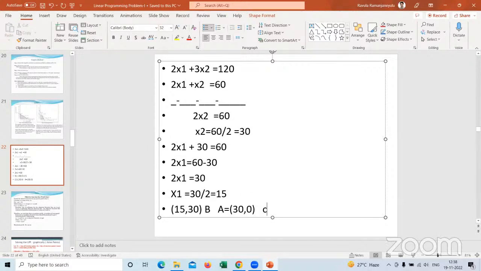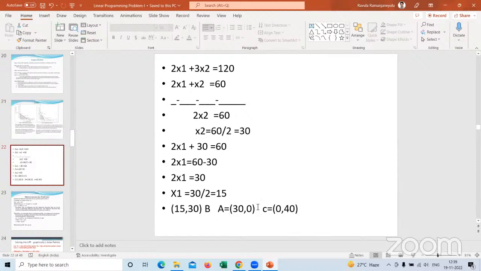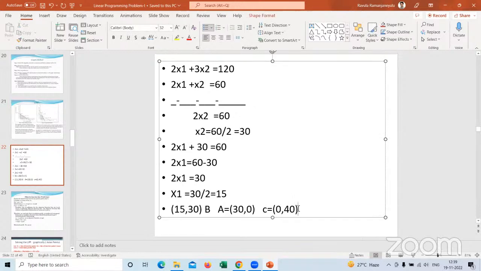And one more point is there, the C coordinate. C coordinate will be 0, 40. Here in the graph, you can see this is A point, 30, 0, and C point is 0, 40. Those are the feasible points which we are considering. So A, B, which we calculated, and C we got. So all these points we got. A, B, C, feasible points we got. Up to this is it clear for you? Any doubt? Anyone?